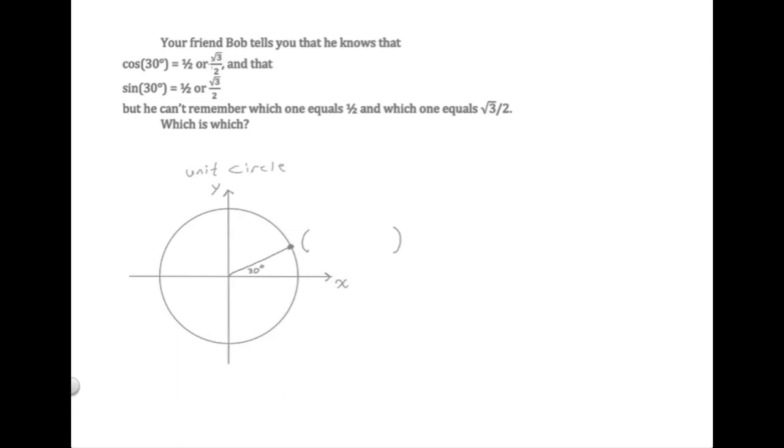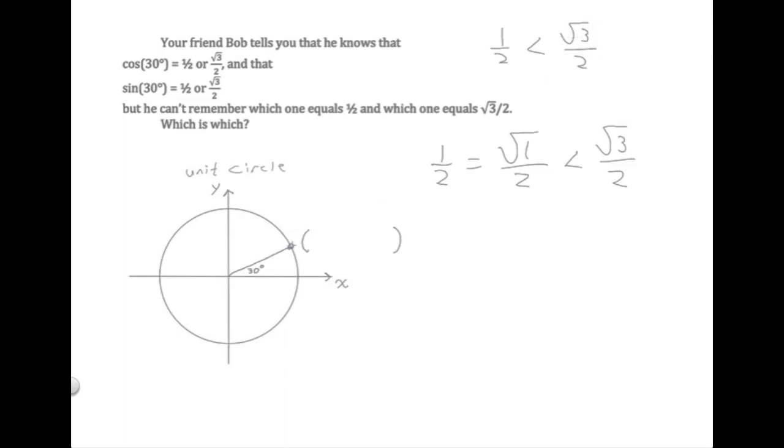Now remember that our friend here remembered that the coordinates are 1/2 and √3/2, but he couldn't remember which was which. Well, first of all, which is bigger, 1/2 or √3/2? I hope it's obvious that √3/2 is bigger than 1/2. If that's not obvious, remember that 1/2 is obviously the same as √1/2, and it should be obvious that that's less than √3/2. Now you can easily compare these and see that √3/2 is bigger than 1/2.